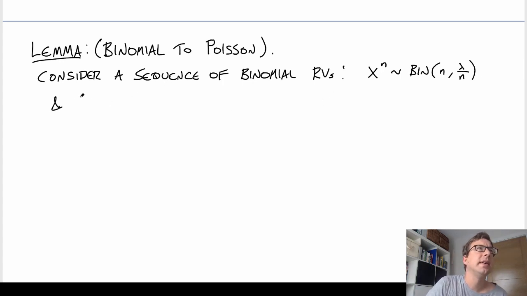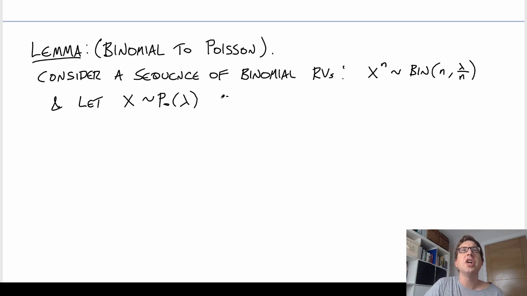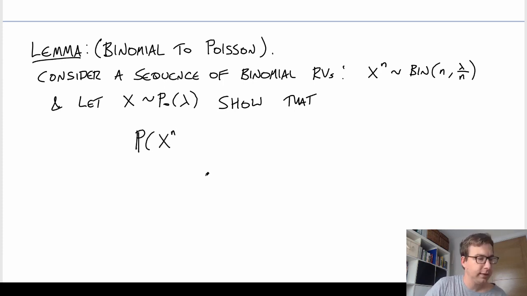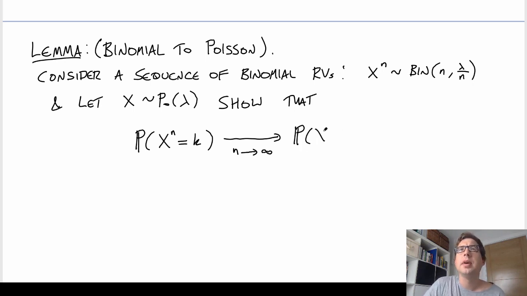And I'm going to let x be a Poisson distribution with parameter lambda. What we're going to show is that the probability that x to the n equals k, as we let n get bigger and bigger up to infinity, gets closer and closer to the probability mass function of a Poisson random variable. To interpret that: if we've got a very large population n, and the probability that any given member has a success is quite small, in proportion to the size of n, then the probability that we get k successes from that population gets closer and closer to a Poisson distribution.